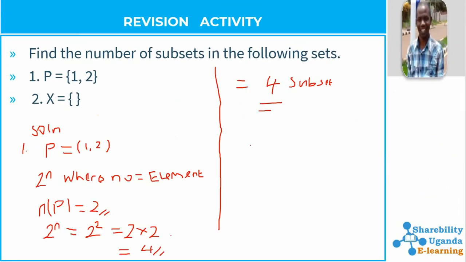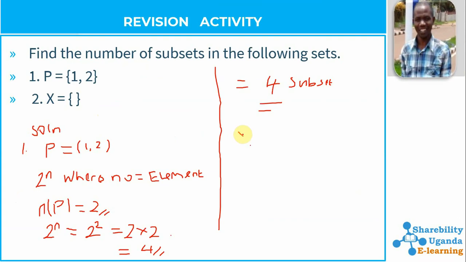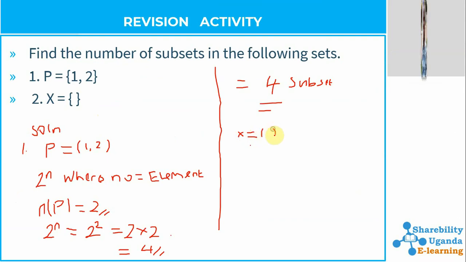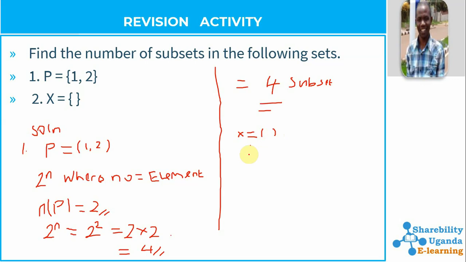We should also be able to calculate it from here. We have our set X being equal to our empty set. Now, when we have our set X being equal to our empty set, what does it clearly identify with an empty set?